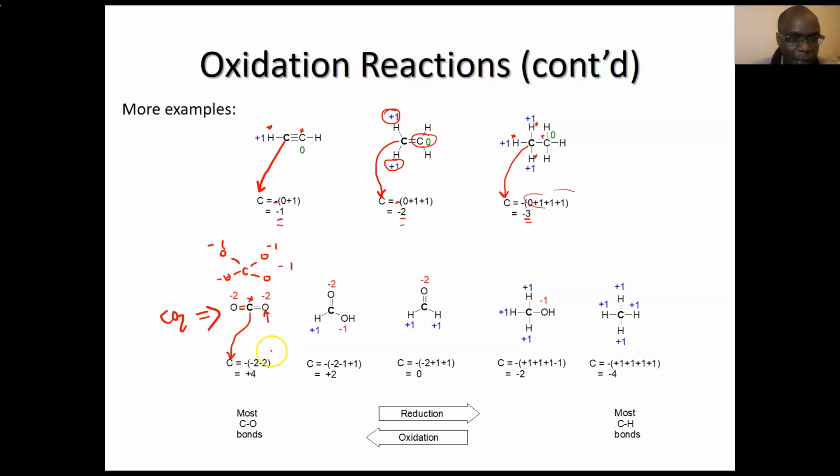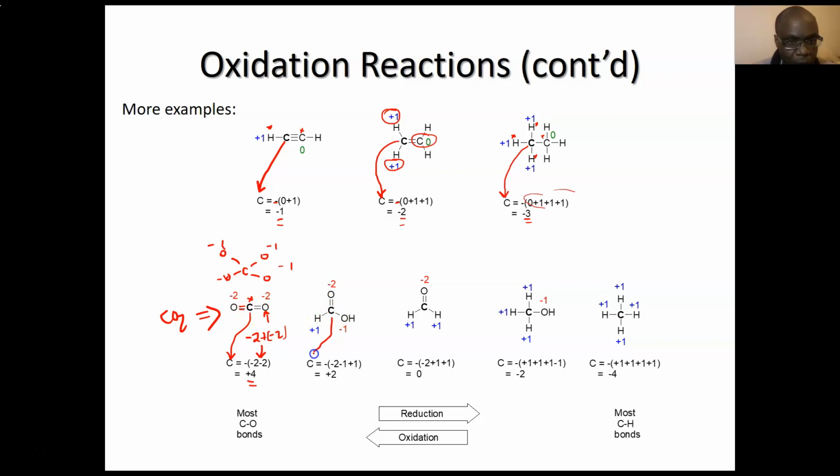Sum up what's outside, do the negative of that. So negative of what's outside, negative 2. If you do negative 2 plus negative 2, it's going to give you negative 2 minus 2. So the negative of negative 4 is plus 4. So that carbon bears a charge of plus 4.